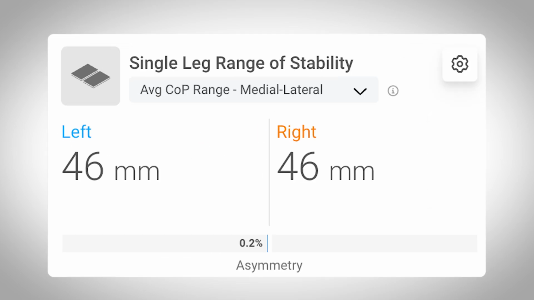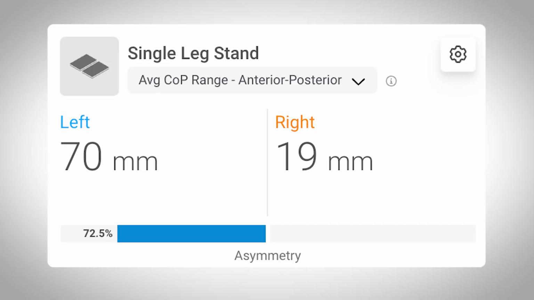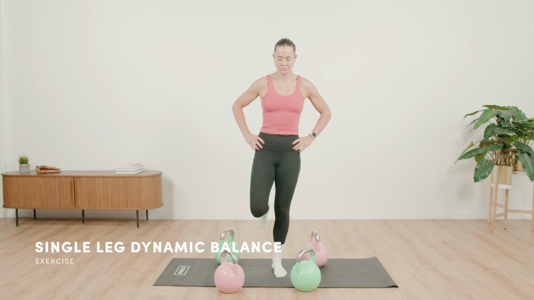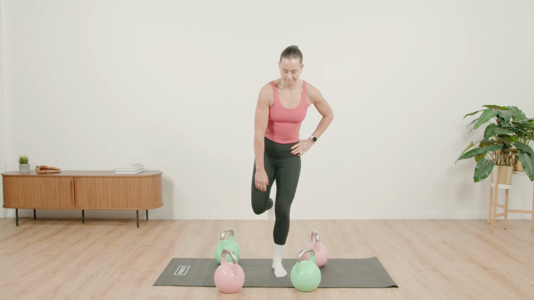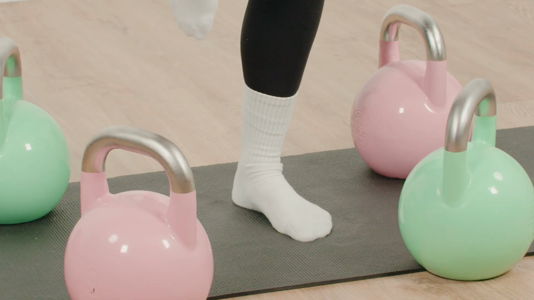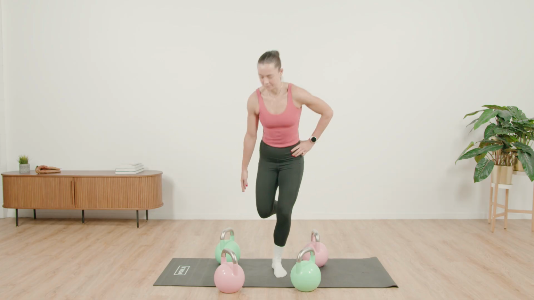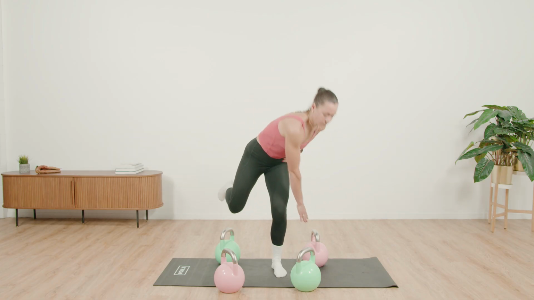So interestingly enough, we can see the data here. In the medial lateral direction, there is roughly the same amount of movement on both sides. But in the anterior posterior direction, there's over a 70% asymmetry. To target dynamic balance, we use external constraints, in this case kettlebells, to encourage the patient to reach outside his or her base of support, which requires her to increase the excursion of her center of mass.